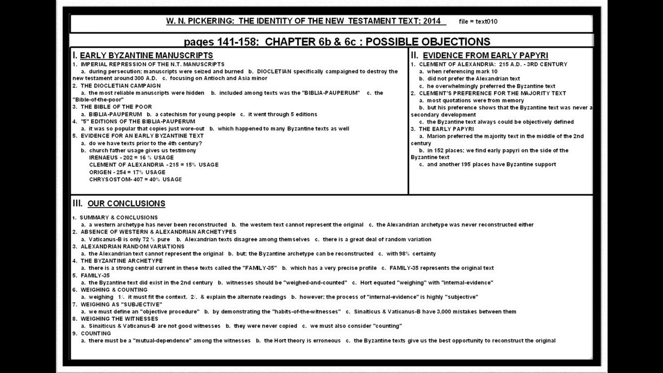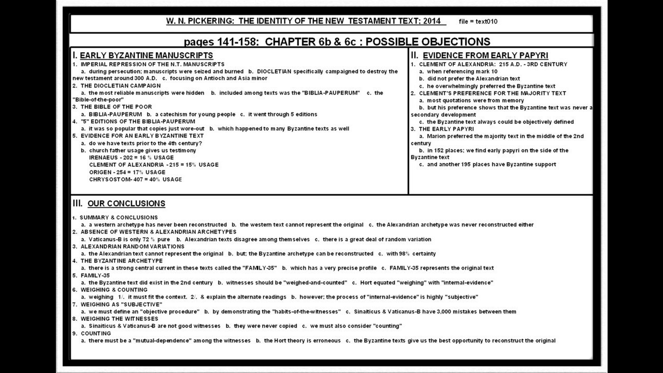Okay, welcome back to members of 121 Community Church in Grapevine, Texas, and our ongoing study in The Identity of the New Testament Text by W.N. Pickering. We're going to wrap up chapter 6. It'll be pages 141 to 158, and that'll only leave one chapter to go in the book, which we will split into two parts, but this will conclude chapter 6.